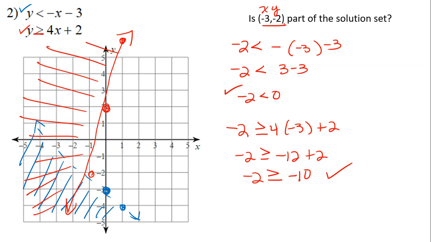So (-3, -2) is part of the solution set for this system. I hope this helps.